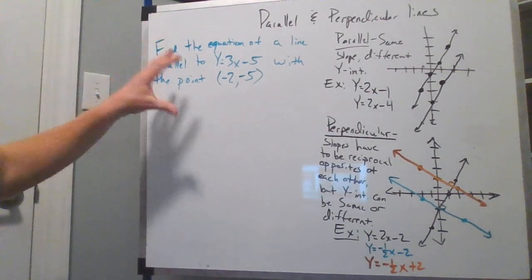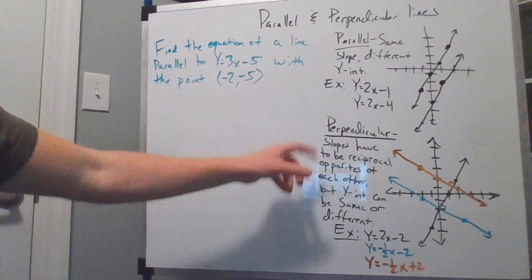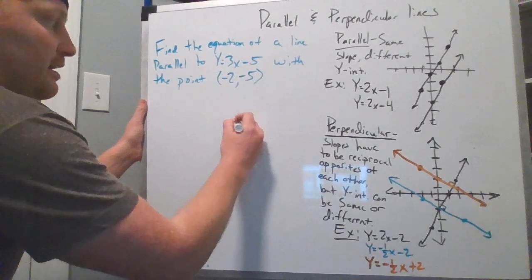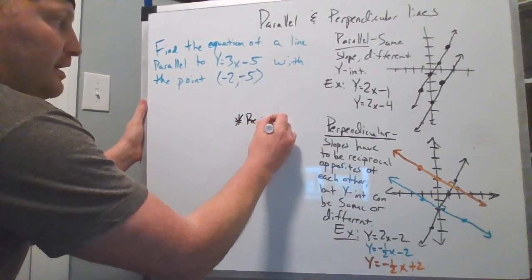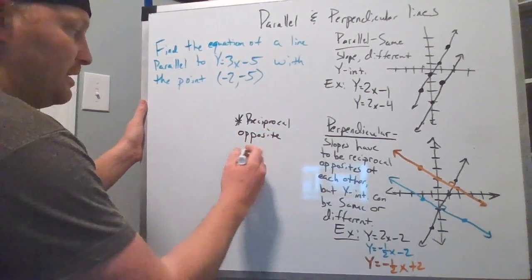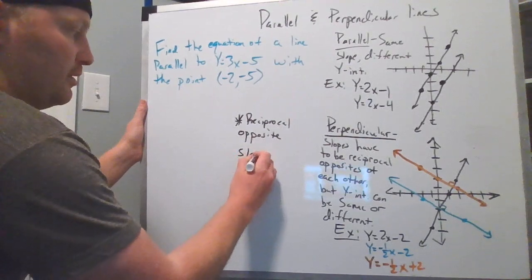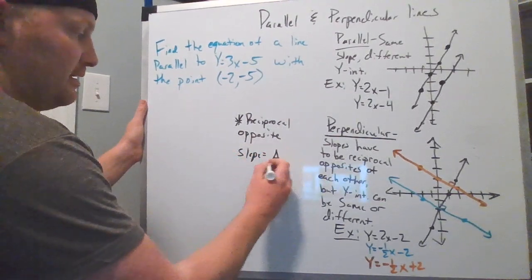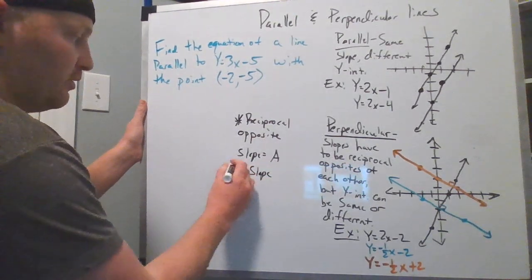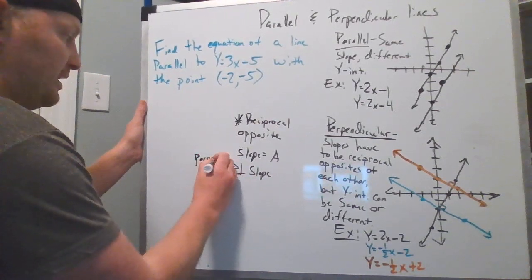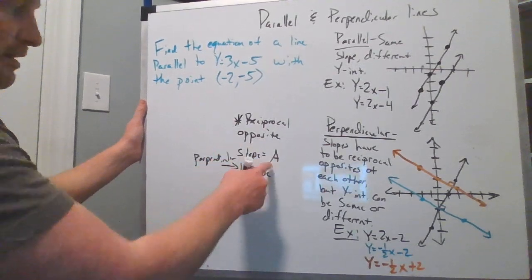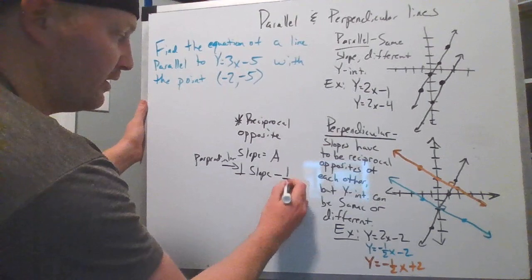Okay, and we're going to do a few examples of both so you can see how to solve these. Perpendicular lines, slopes have to be the reciprocal opposites. And a reciprocal, and I'm probably spelling this wrong, but who cares? Reciprocal opposite means if the slope is A, then the perpendicular slope, and this symbol right here means perpendicular. Okay, that's our perpendicular. If the slope is A, then the perpendicular slope is negative 1 over A.